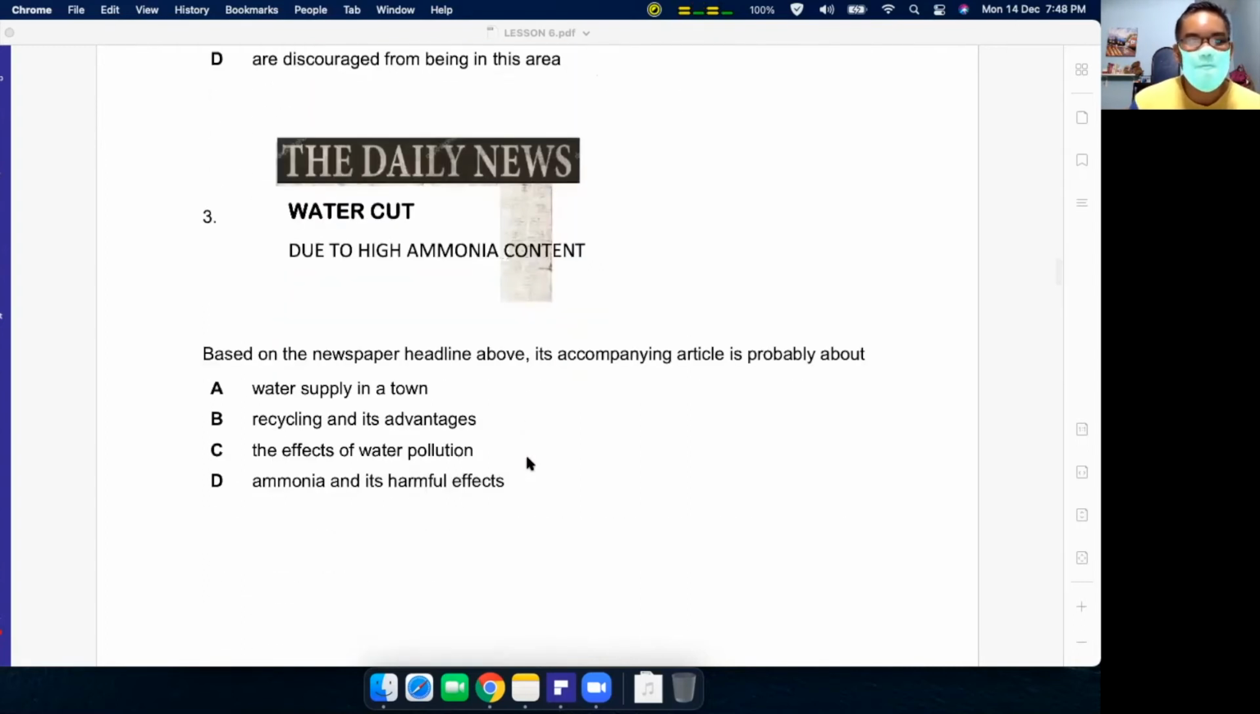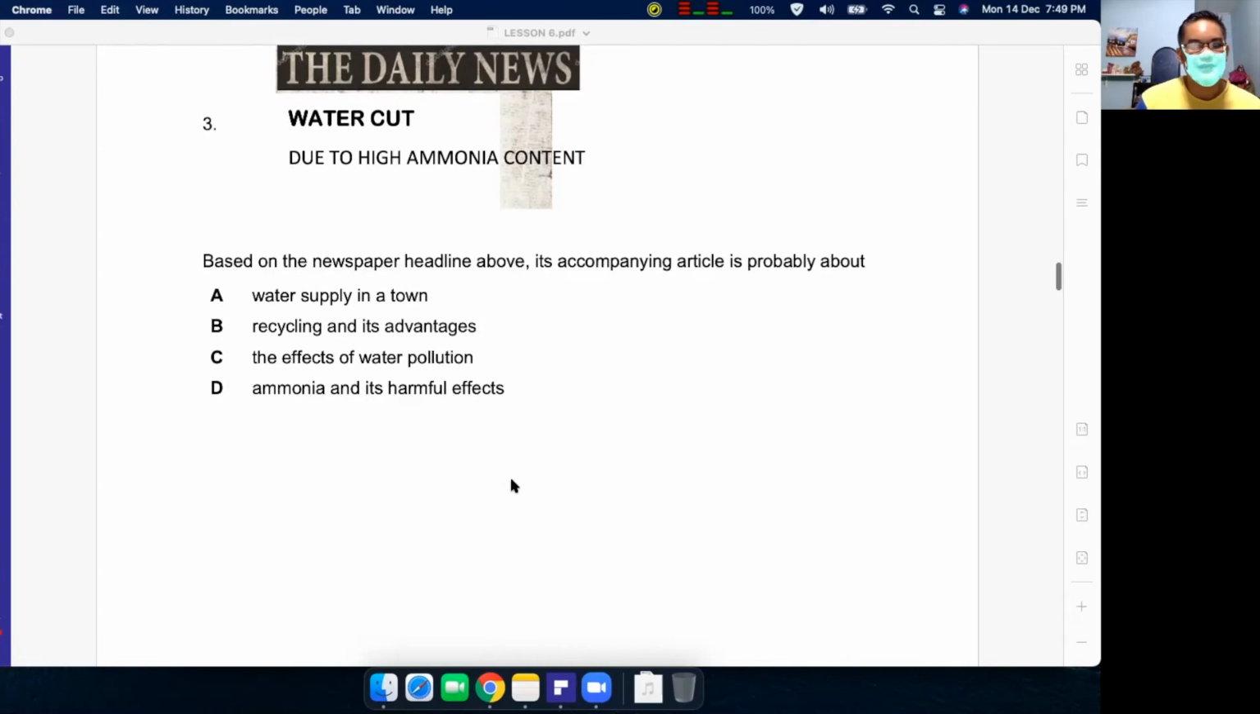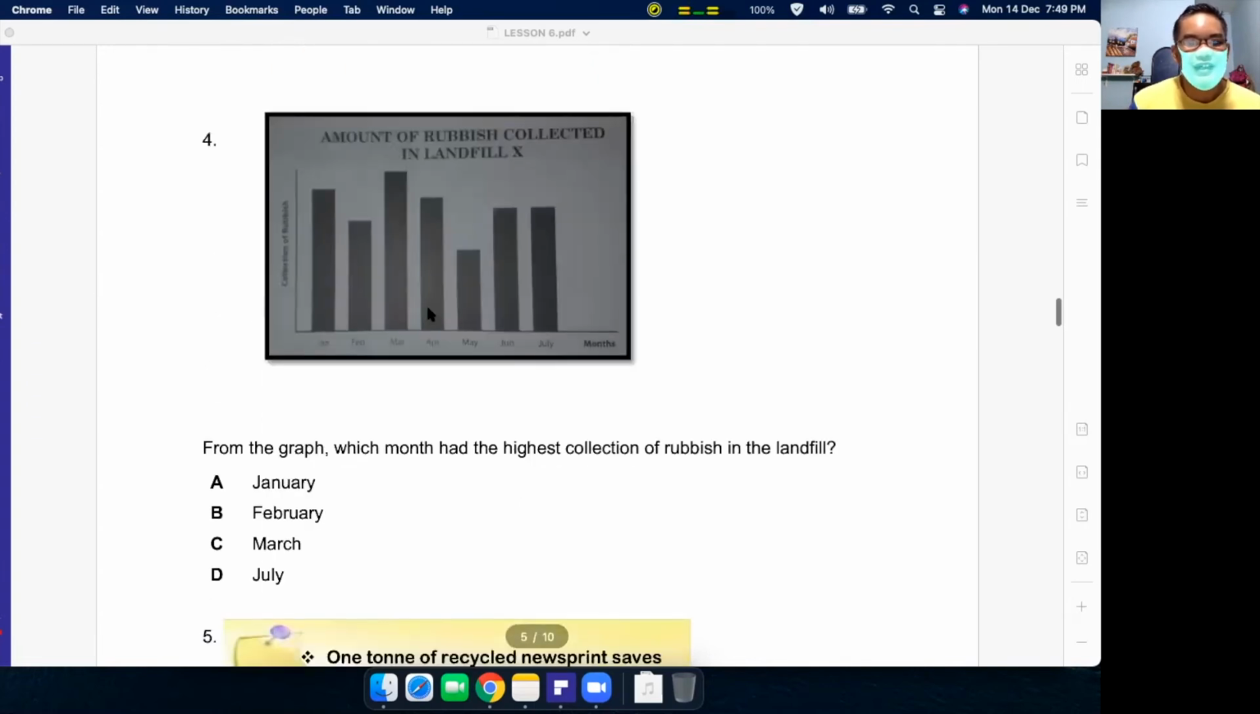Question number 3. The daily news, water cut due to high ammonia content. This is what I said regarding people who live in Selangor and Kuala Lumpur area. Water cut is common nowadays. So based on the newspaper headline above, its accompanying article is probably about water supply in a town, recycling and its advantages, the effects of water pollution, or ammonia and its harmful effects. So you choose the correct answer. What do we have here? Amount of rubbish collected in landfill X. See?